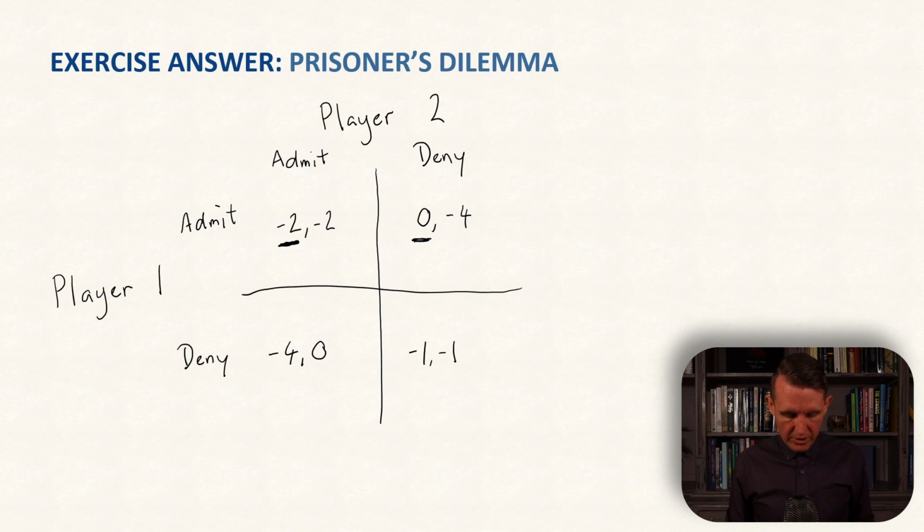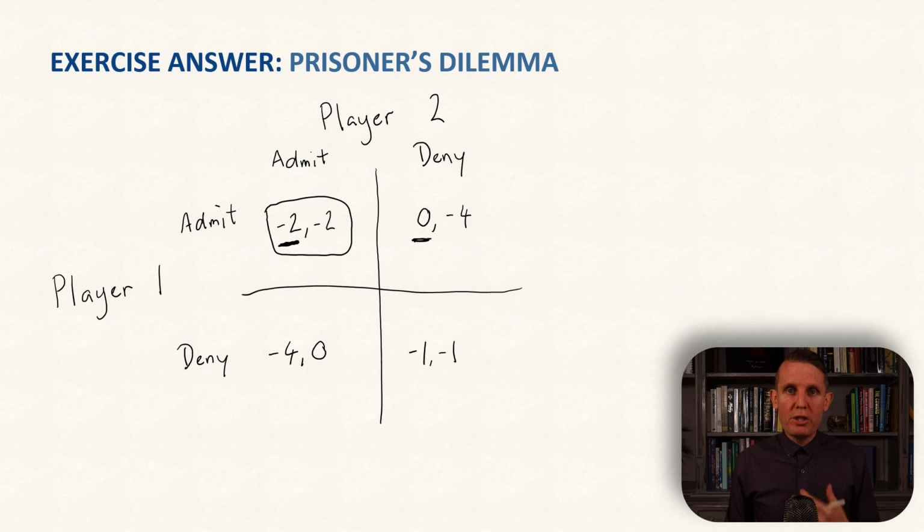And player 2's best response, if player 1 denies, would be to admit as well. They would prefer to get no years in prison than -1. So both of these players end up admitting their guilt. You can see now why this is called a prisoner's dilemma. It's called this because there is actually a better outcome for both players if they both denied. If both the players could deny, they would get 1 year in prison instead of 2.